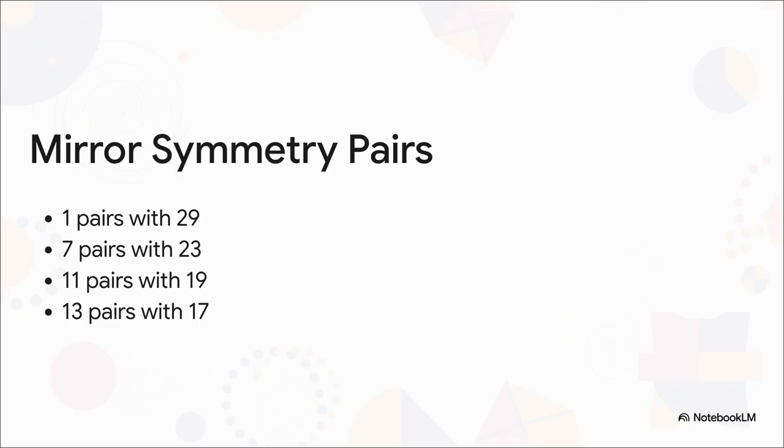Just look at the pattern here. 11 pairs with 19, 7 pairs with 23, 1 pairs with 29. Every single pair of prime candidates adds up exactly to our boundary number of 30. It's such an incredibly satisfying symmetry. Primes are so often considered chaotic, but here, they appear completely bound by a strict mirror symmetry.